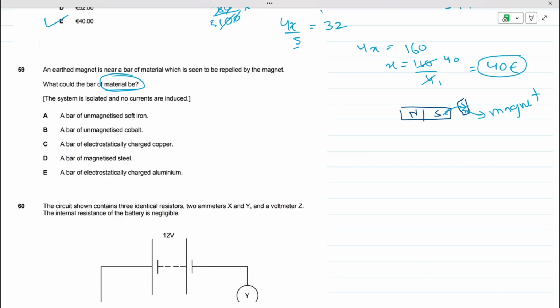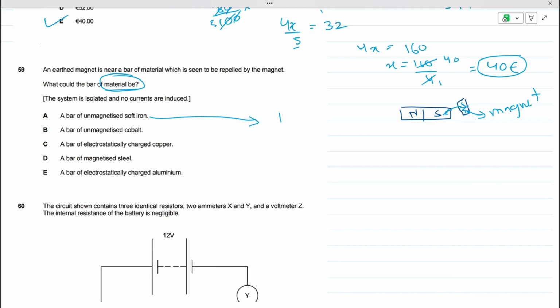Now let's read the options. A, a bar of unmagnetized soft iron. See, soft iron is magnetic. Soft iron, of course, is magnetic, but it is not a magnet. Being magnetic and being a magnet are both entirely different things. So soft iron, despite being magnetic, is not a magnet.